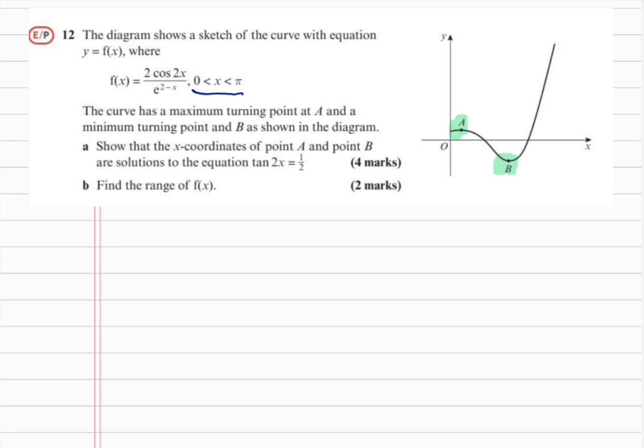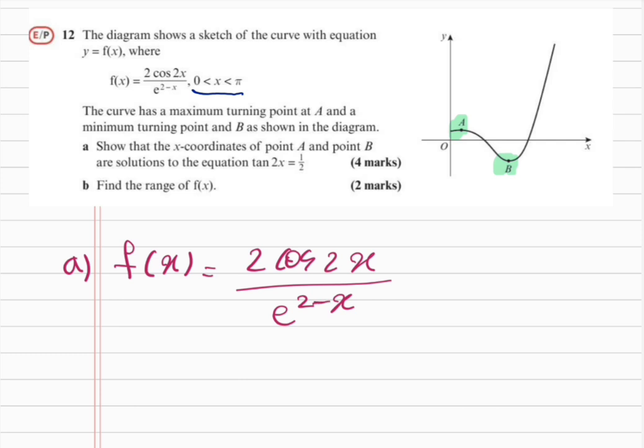to this equation. Okay, so as usual, whenever you want to find the x coordinate of the stationary points, you should use the fact that you need to find the derivative, because when you find the derivative and then set that equal to 0, the solutions to that equation are going to be the x coordinates of the stationary point or points. So in this case, we have the function 2 cos 2x divided by e to the 2 minus x, and we want to find the coordinates of the stationary point.